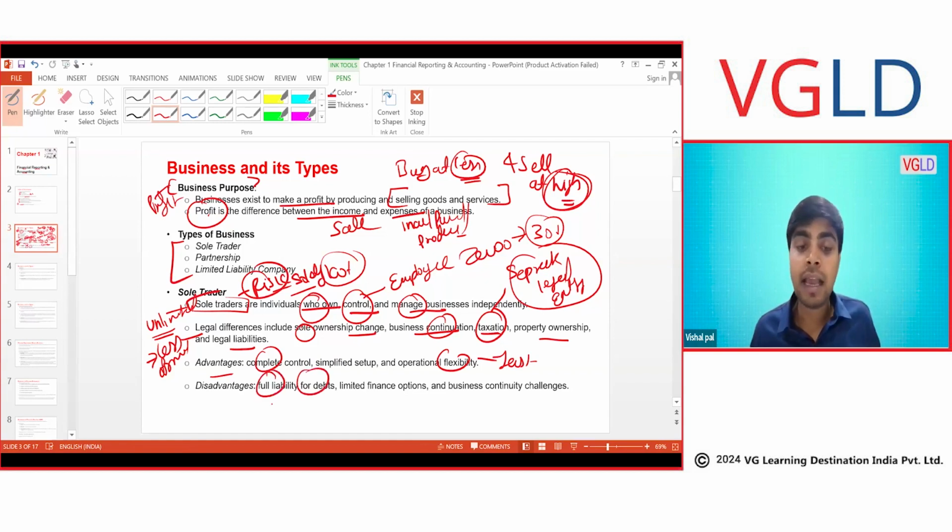And again, they have full liability for the debt. Their personal assets will be subject to recovery if they are not able to pay the debt. Limited finance options: sole traders don't get as much loan as compared to a company, as we will learn. And business continuity is always a challenge. If the sole trader gets ill, then the business will stop. Clear with the sole trader?